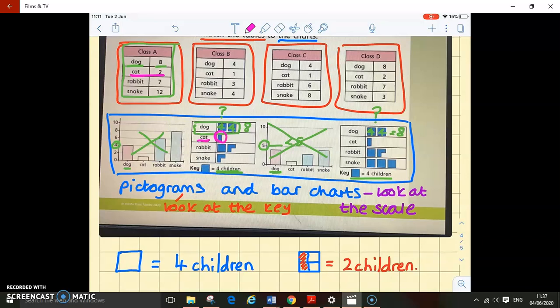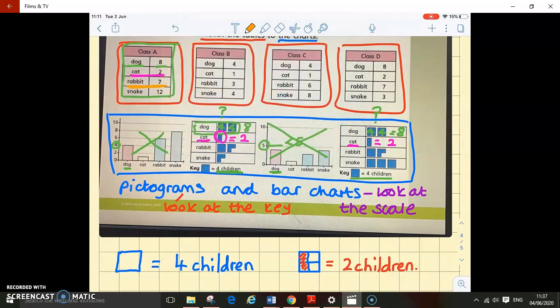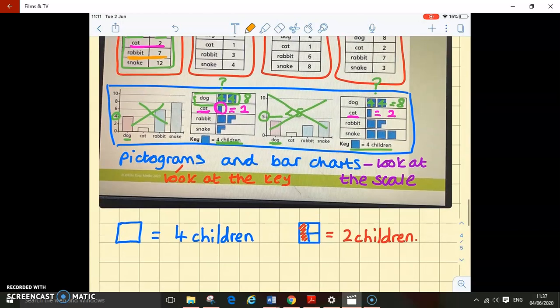So let's have a look here. I can see that I've only got half of a square. So I know that equals 2 children. And on this one, I've got the same. So it could still be either one of these bar charts, either one of these pictograms. So I'm going to have to go to the rabbit.